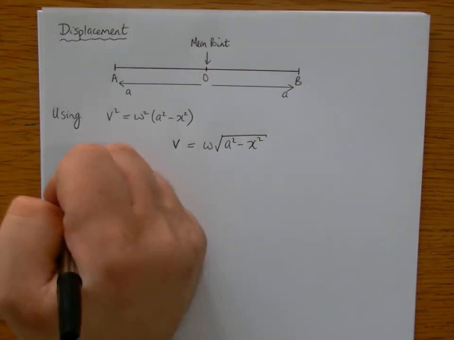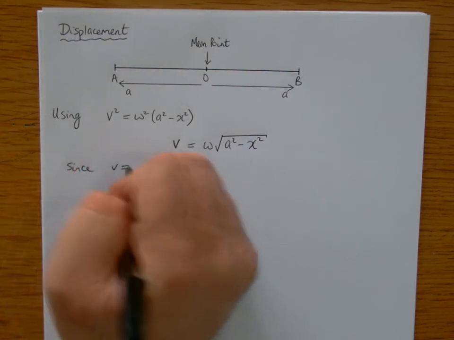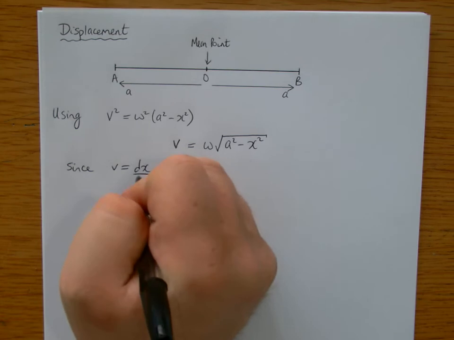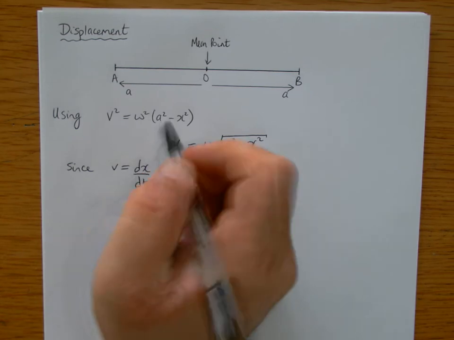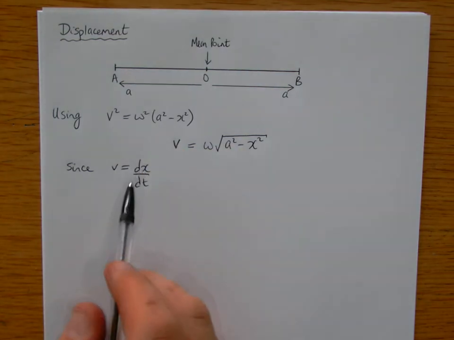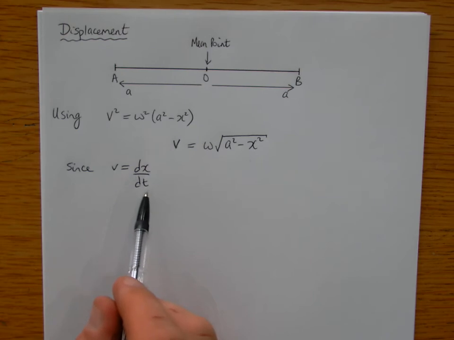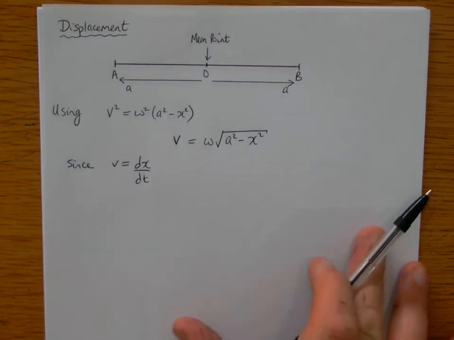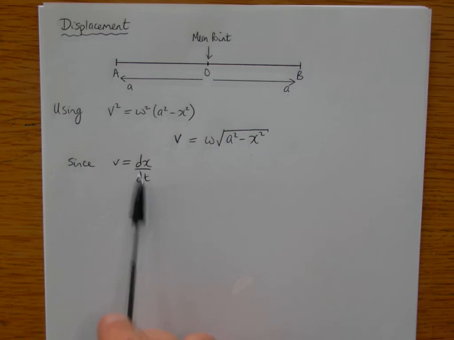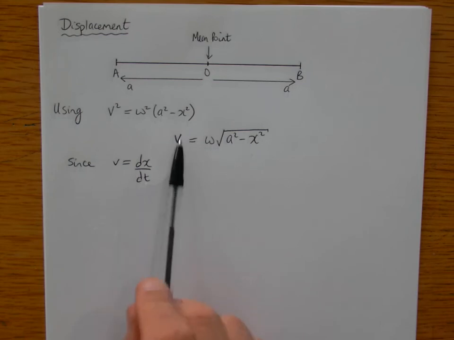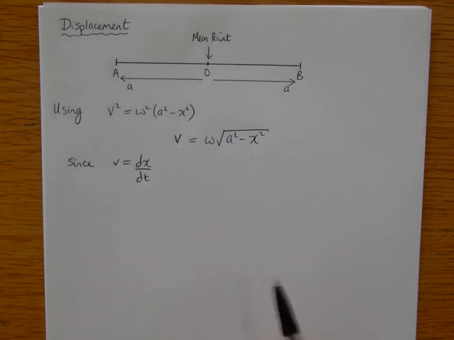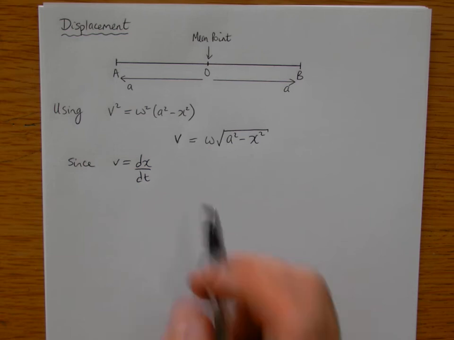If you remember, V is dx by dt, yeah? Velocity is how displacement changes with respect to time, so it can be written as dx/dt. The whole reason for doing that is because I can substitute it in there. I've already got an x here, and then what I'll have is a differential equation. I can solve it to work out what x is equal to.